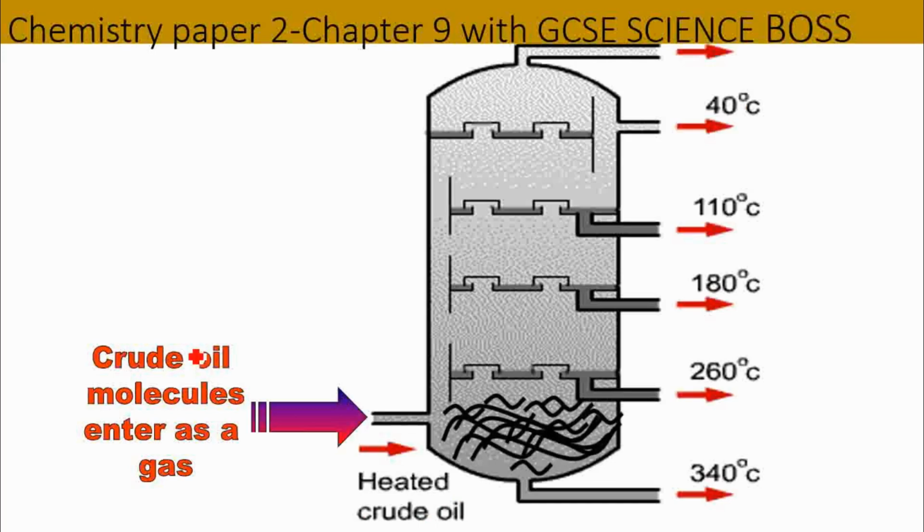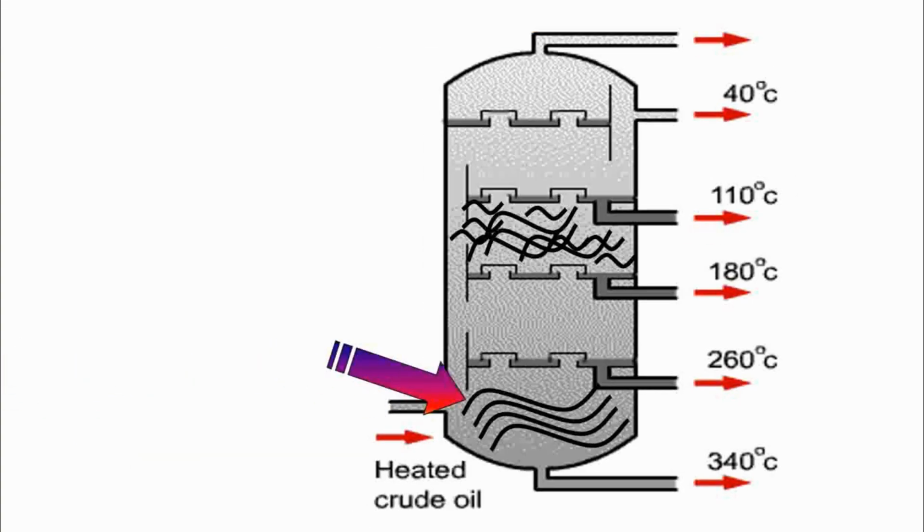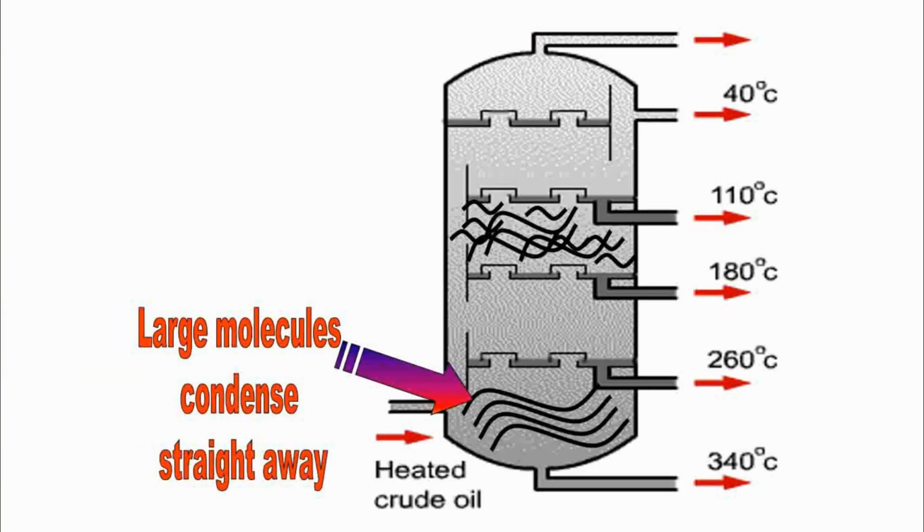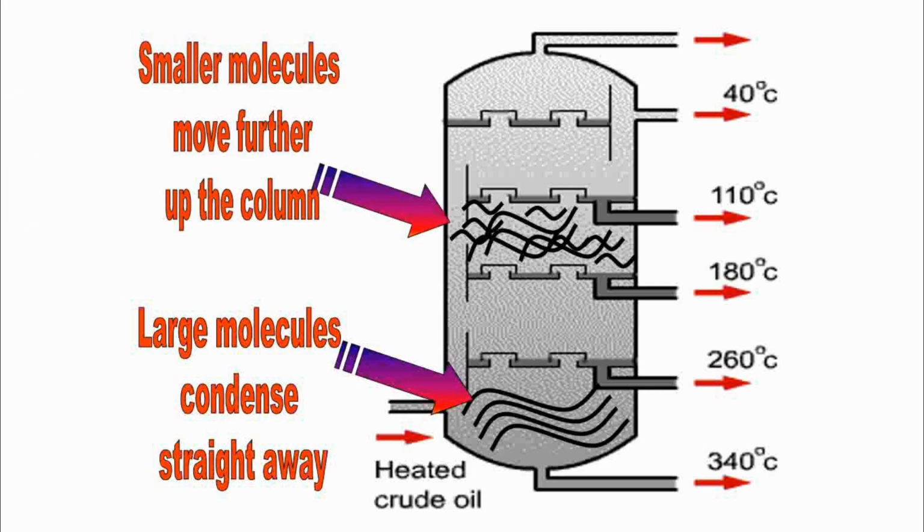Okay, so it now enters as a gas, and as it enters as a gas, the really big hydrocarbons have a very high boiling point. So what's going to happen? They're going to condense. Okay, so what's going to happen straight away? The large molecules are going to condense as a liquid straight away, okay, the really big ones. But your small hydrocarbons are going to travel further up the column.